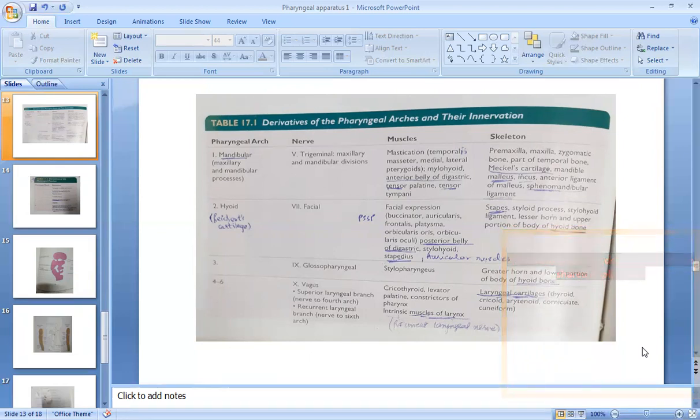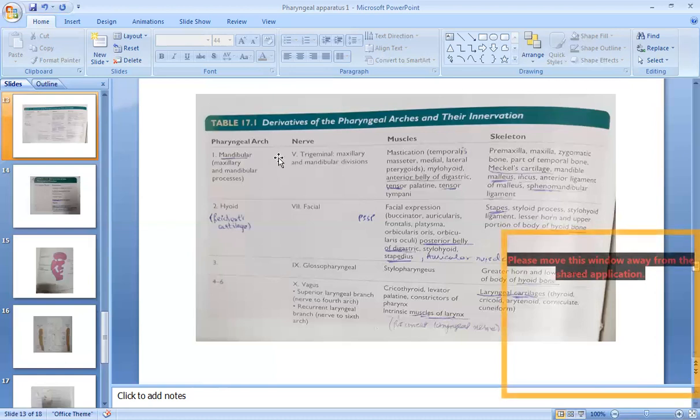So it is just a repetition that the first pharyngeal arch will have two portions, the mandibular and maxillary. The nerve for that is a specific one, the trigeminal nerve, which again has maxillary and mandibular divisions. The muscles related to this pharyngeal arch are the muscles of mastication. Which are the muscles of mastication? These are the masseter, the temporalis, the medial and lateral pterygoids, the mylohyoid, the anterior belly of digastric, and tensor palatini and tensor tympani.